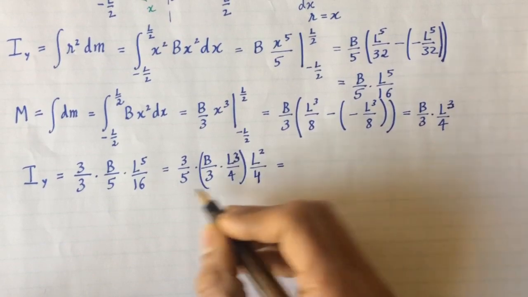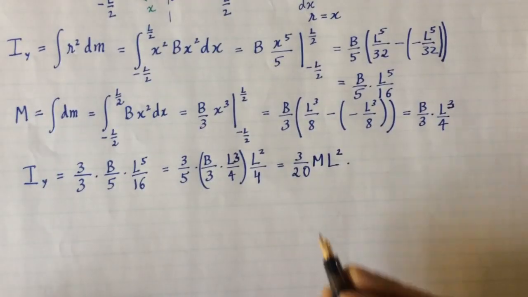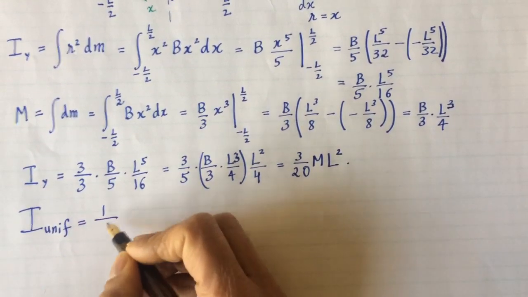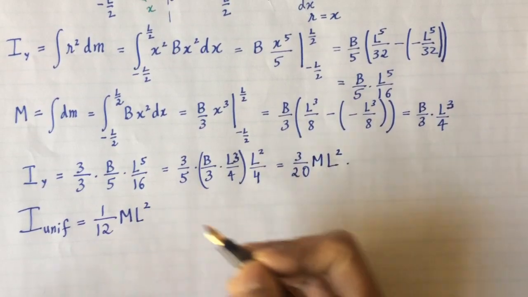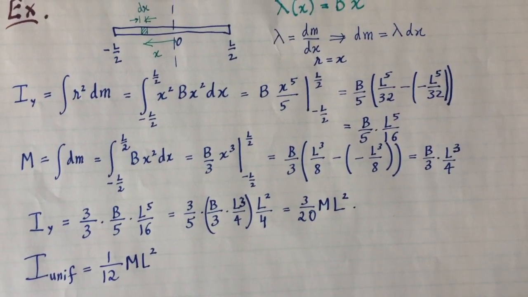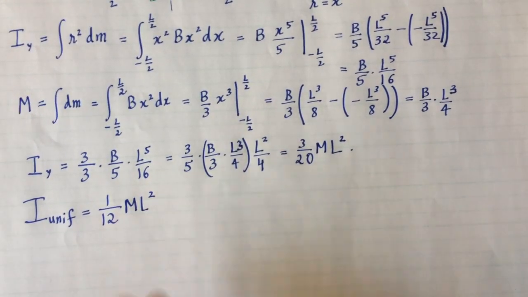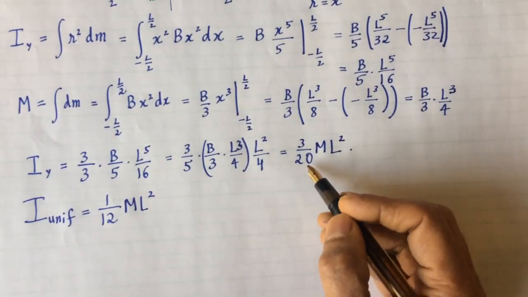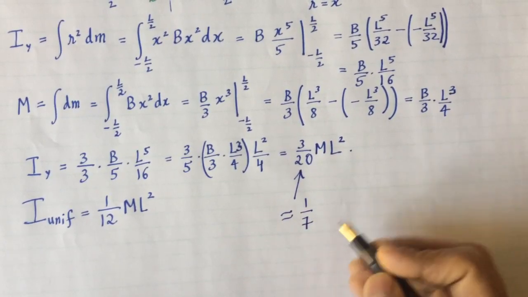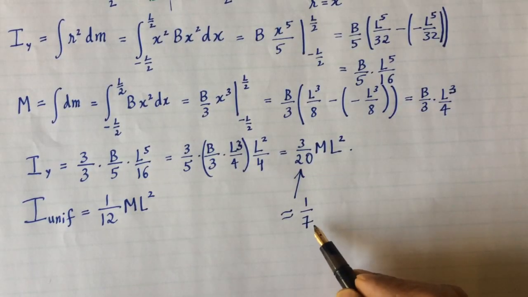I'm going to write this as 5 times 4, which is 20, so 3/20ths ml squared. The standard result for a uniform rod would be I uniform is 1/12 ml squared. If you had a uniform rod of mass m pivoted in the same fashion about its center, the degree of difficulty to rotate it would have been 1/12 ml squared, whereas this is 3/20th, which is clearly bigger because it's approximately 1 over 7, since 7 times 3 is 21, and 21 and 20 are close. So that's 1 over 7, and that's 1 over 12.